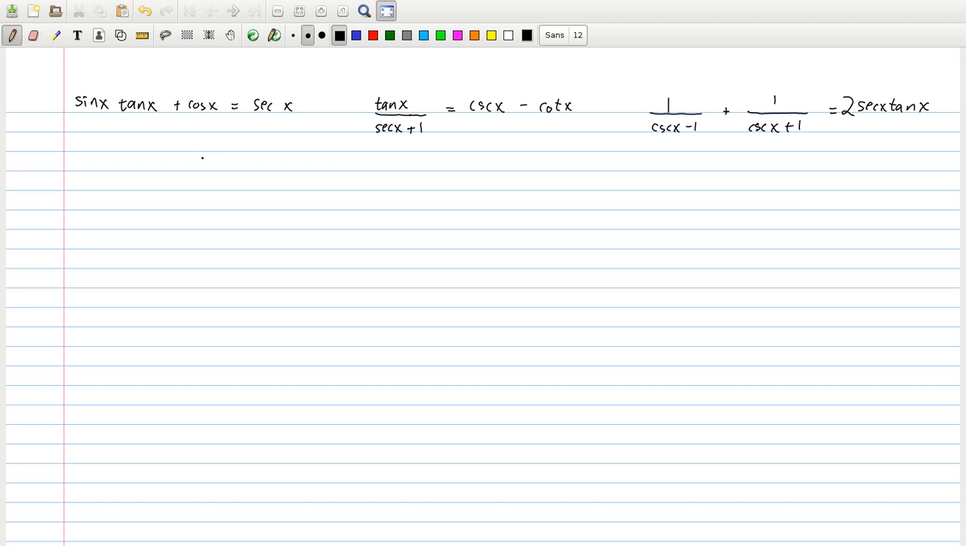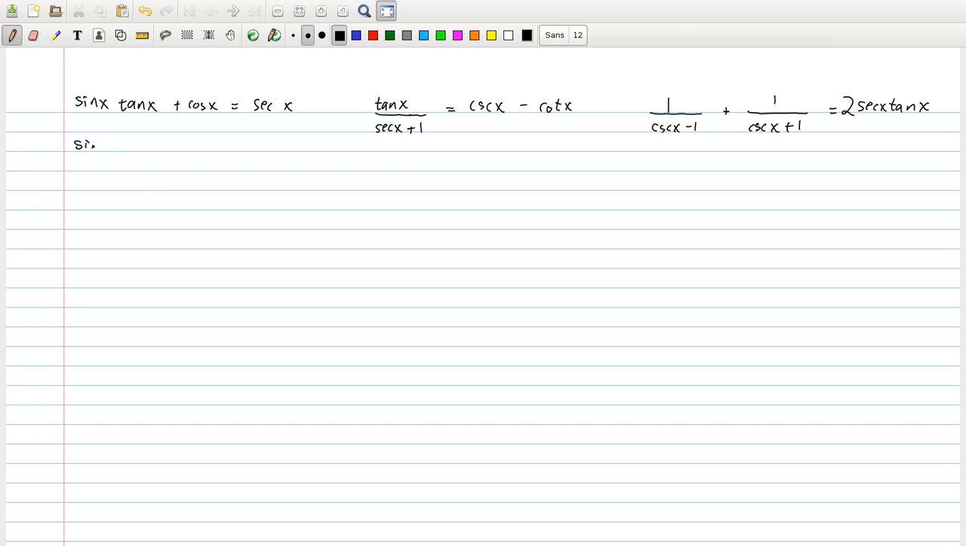Verify each of the following trig identities. On the first problem, sine x tangent x plus cosine x equals secant x. I'm going to take the more complicated side, which in this case is the left-hand side, and try to simplify it until it looks like secant x. I'll do that by first rewriting everything in terms of sines and cosines.